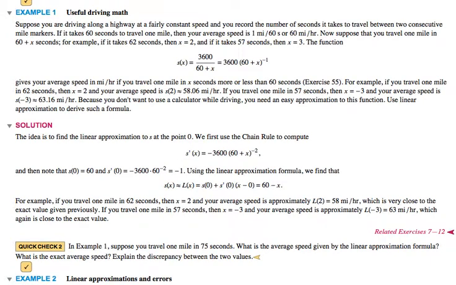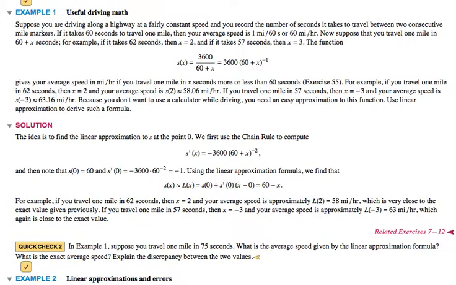Our first example talks about useful driving math. Suppose we're driving along a highway at a fairly constant speed and record the number of seconds it takes to travel between two consecutive mile markers. If it takes 60 seconds to travel 1 mile, then your average speed is 1 mile every 60 seconds, or 60 miles per hour. Now suppose we travel 1 mile in 60 plus x seconds. In other words, if it takes 62 seconds, then x is 2. And if it takes 57 seconds, then x is negative 3.